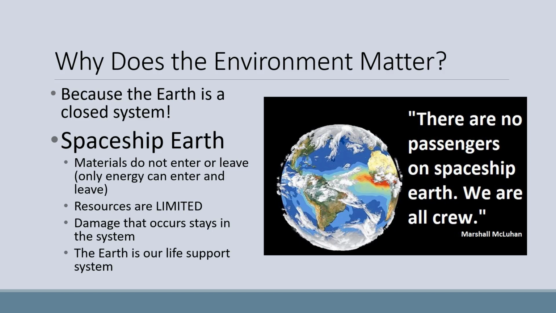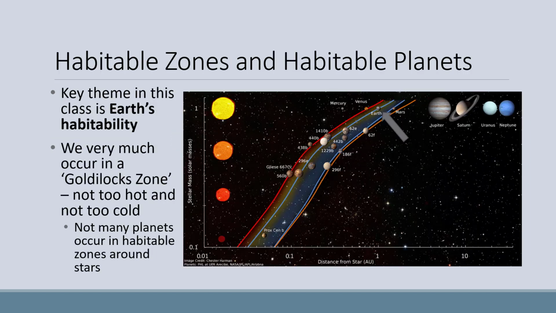Also, resources are limited. Damage that occurs stays in the system, and the Earth is our life support system. The reason why there is life on our planet, and not others, as far as we have yet discovered, is because our planet is in a sweet spot in its orbit around our sun. This is obviously a huge factor in Earth's habitability.